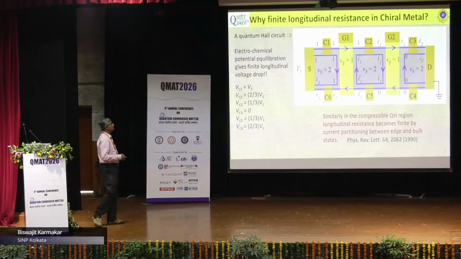So this way, when we go into the compressible regime, we have to replace this with some compressible fluid. So this current partitioning will take place between the quantum Hall states and the bulk state, and that way we can explain that in the bulk there is no dissipation, still you can have finite longitudinal resistance. So this is how this current partitioning takes place. This is explained in this paper.